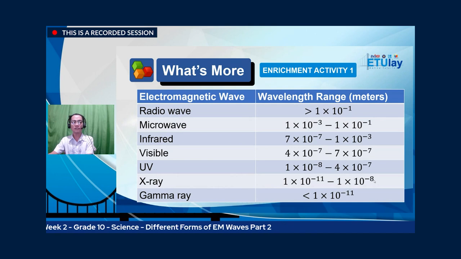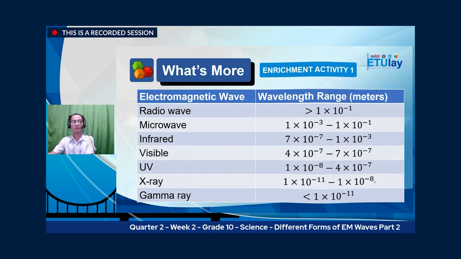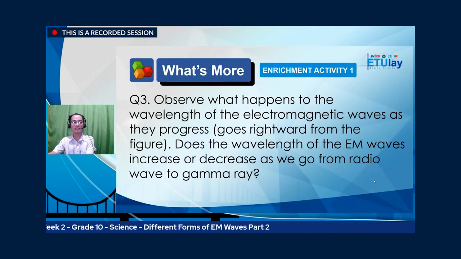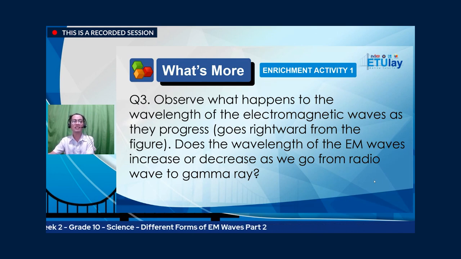So what have you noticed on the wavelength ranges in meters as EM waves progressed from radio wave to gamma ray? Now, let's answer question number 3. Observe what happens to the wavelength of the electromagnetic waves as they progress rightward from the figure. Does the wavelength of the electromagnetic wave increase or decrease as we go from radio wave to gamma ray? Kung napansin ninyo, ang mga wavelength ranges ay bumababa ng value, ibig sabihin, the wavelength ranges decrease in value.